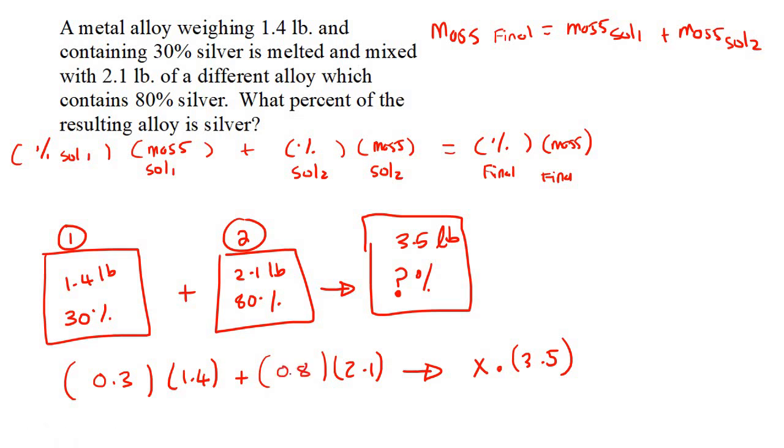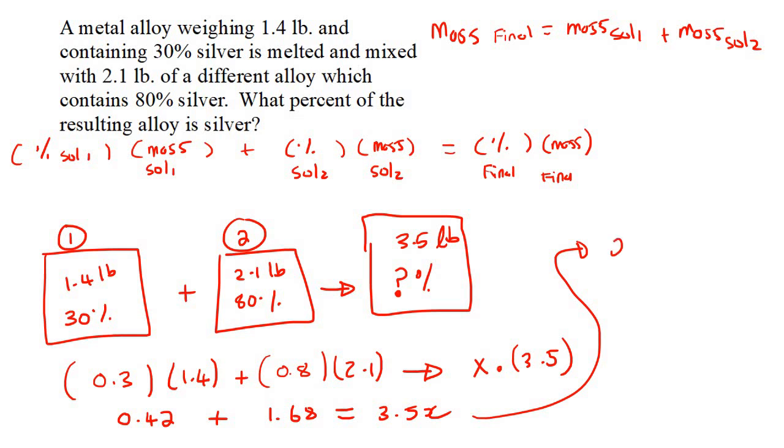So now what we do is we just solve. So we multiply these two together, for example. And so that's 0.42 plus the second part. If you multiply that together, you get 1.68. And then that's just equal to 3.5x. Okay, then I'm just going to combine the left-hand side. So the left-hand side would be 0.42 plus 1.68, which is 2.1. And that's equal to 3.5x.